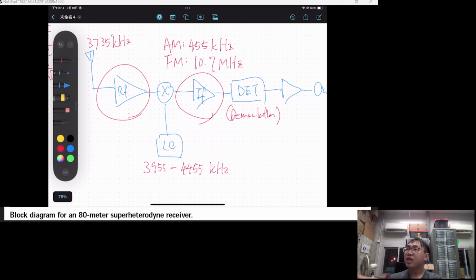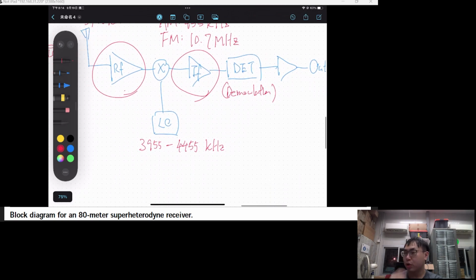The advantage of this is that there is a very huge difference between the receiving frequency and the intermediate frequency. So it can prevent a lot of interference. We move the whole working frequency to be very far apart from the original frequency. Okay? This is its advantage.